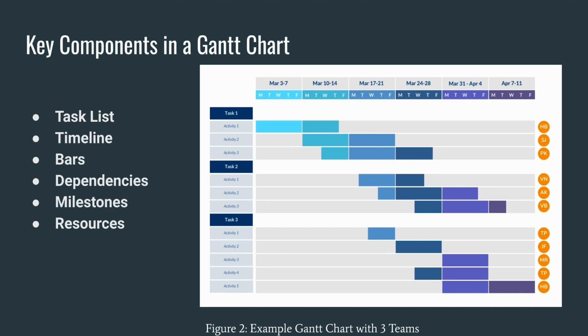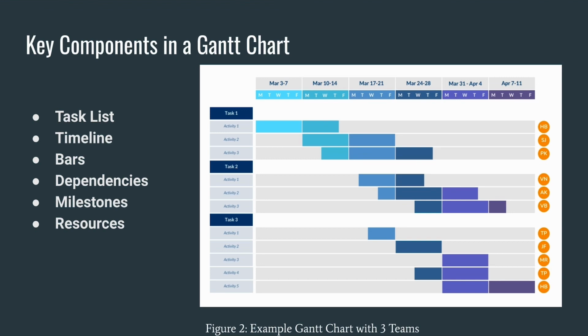Dependencies between the tasks are crucial for sequencing project activities and ensuring smooth progress. These dependencies are represented by lines or arrows connecting related tasks, indicating which task must be completed before the other one can begin.